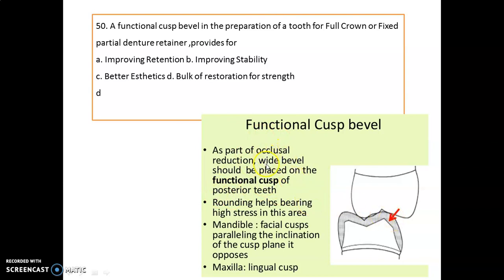As a part of occlusal reduction, a wide bevel should be placed on the functional cusp of posterior teeth. Rounding helps in bearing high stress in this area. In the mandible, the facial cusp parallels the inclination of the cusp plane it opposes, and in the maxilla we have the lingual cusp.